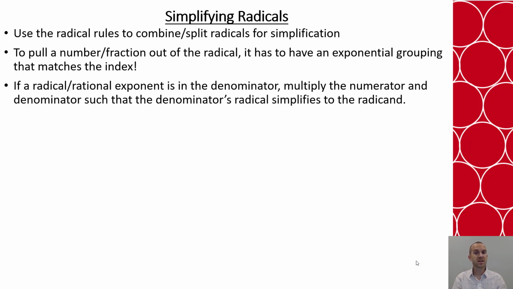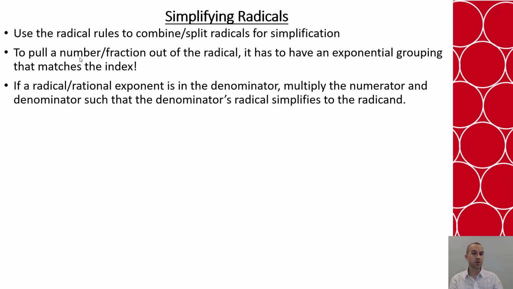So I keep talking about this idea of simplifying radicals. There's a couple of things that can help us as we're doing this simplification. First, we're going to use those 3 radical rules we just talked about to combine or split radicals for simplification. Sometimes I have to combine them and then split them again, or split them and then combine them again. It just depends on what's the easiest process for what I'm trying to do. Next, if I want to pull out a number or fraction from the radical, it has to have an exponential grouping that matches the index.